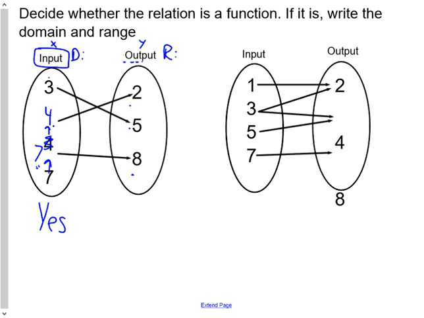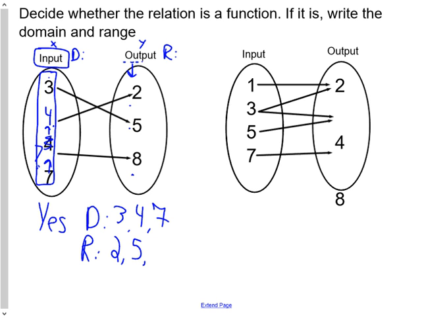Right? And domain is a little bit simpler here. You're just taking what's in the input box. So I have 3, 4, and 7 in the input box. Range is the output box. Again, you just list them once each, 2, 5, and 8.